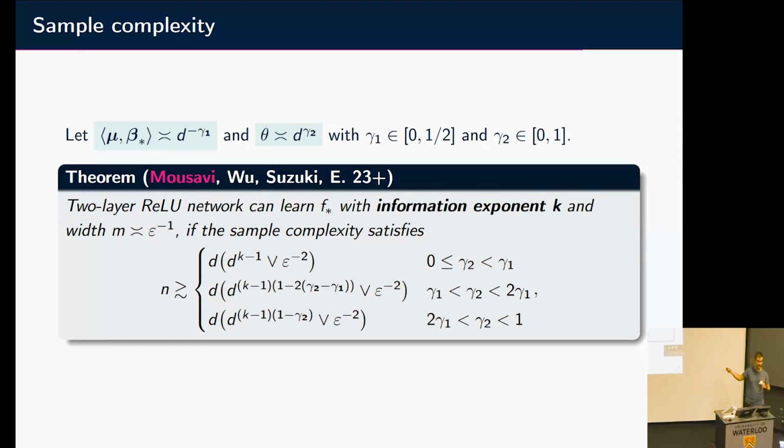So in this result, the student author is Alireza, who's also over there. If you're interested in this result, talk to them. We also had a poster.